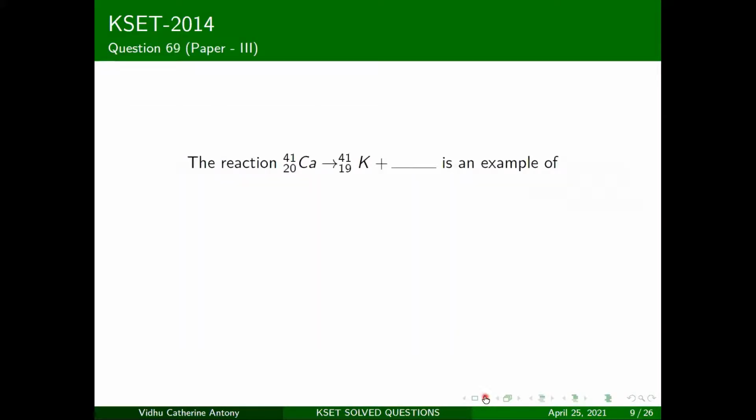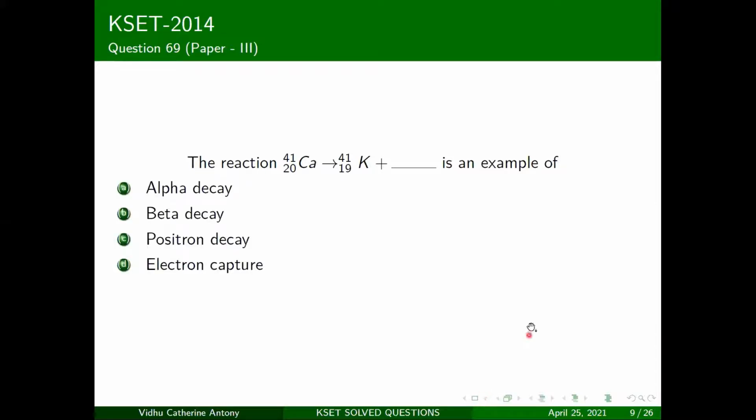Okay, so this is a pretty simple question, and it's basically based on what we just looked at in the previous slide. So what type of decay is this reaction an example of? Now, if you look at KSET questions, you can only tick one option, but in this particular question, two options are correct. They've given marks for either of those.